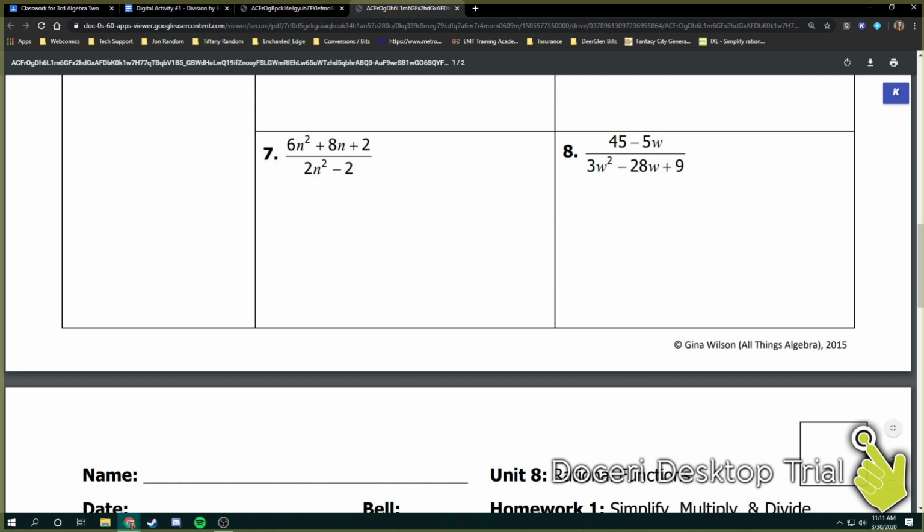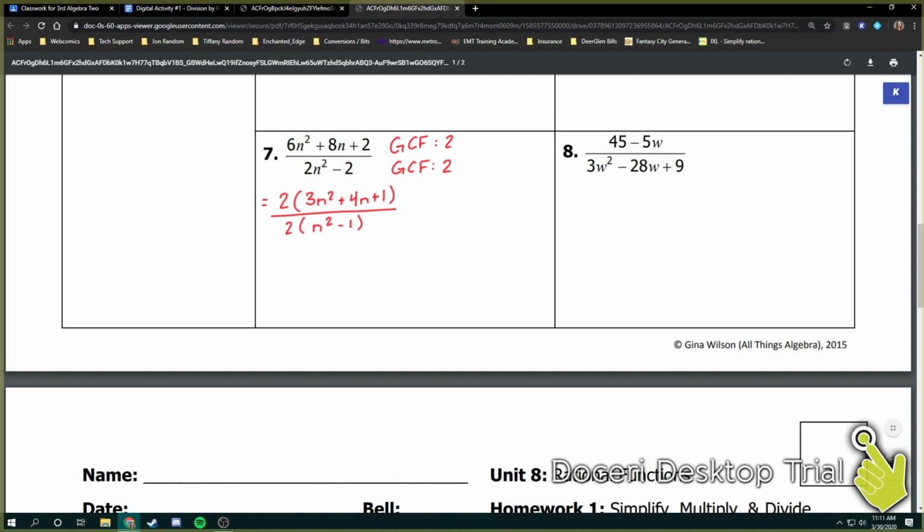Alright, so 7. 6n squared plus 8n plus 2 divided by 2n squared minus 2. Okay, so that numerator has a greatest common factor of 2, and same with the denominator. So if I factor the 2 out from the numerator, it'll leave me with 3n squared plus 4n plus 1, and the denominator will leave me with n squared minus 1. So I want to keep looking at factoring this.